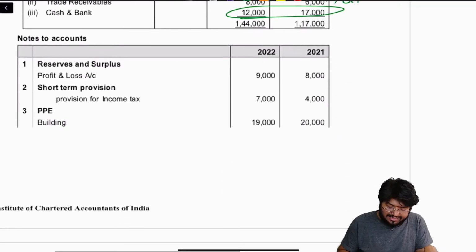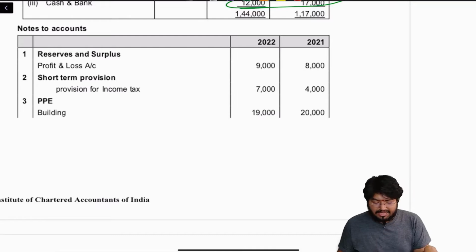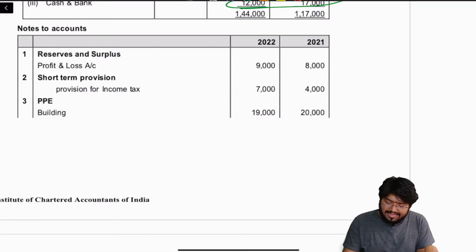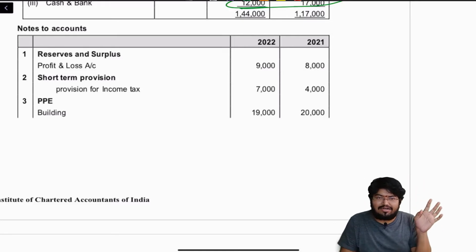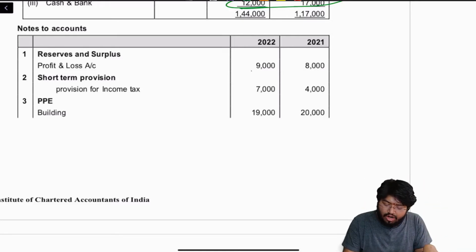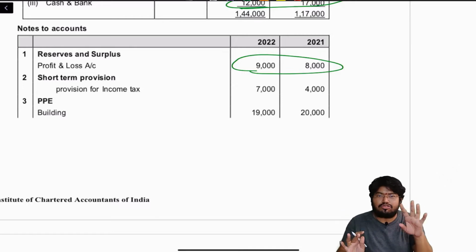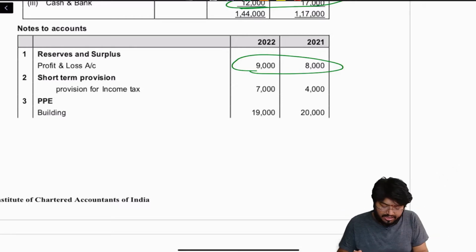Good. Next, reserves and surplus, please see. Profit and loss, he says 8,000 to 9,000. That's all. No other information. That means there is no change in your general reserve, no other details given. So what we initially assumed is correct. That 1,000 rupees is nothing but your profit after tax.